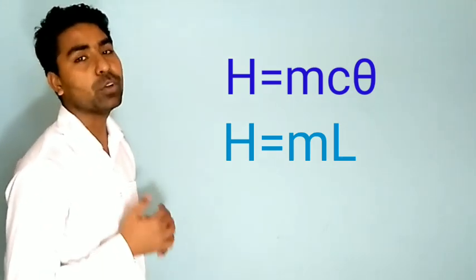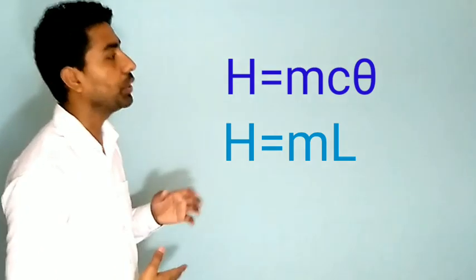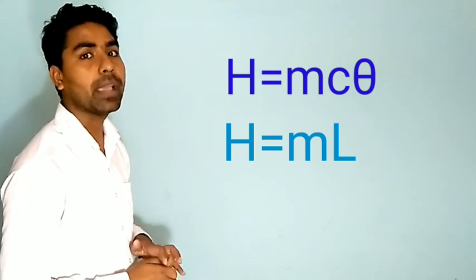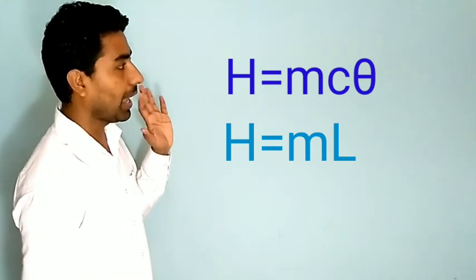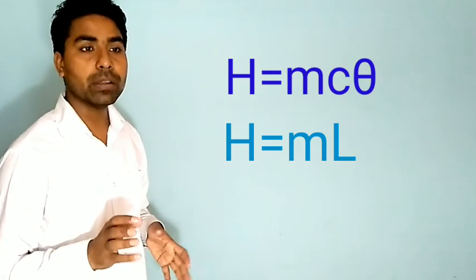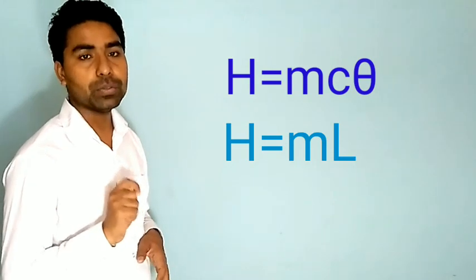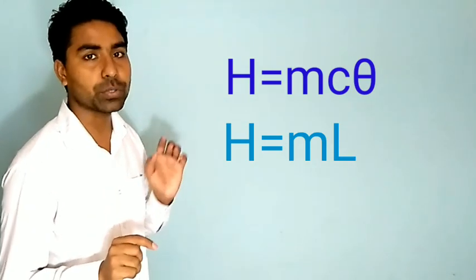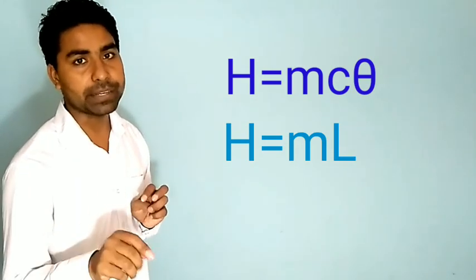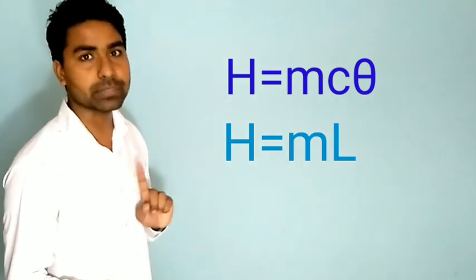But if there is no change in temperature, meaning there is a state change, then you will use Q is equal to mL. So now you have to understand the process of a substance. Suppose you are taking ice at 0 degrees Celsius and that is melting right now. So which expression? H is equal to m into L. And now after melting, the temperature will rise. So at that time, which expression? H is equal to mc theta.